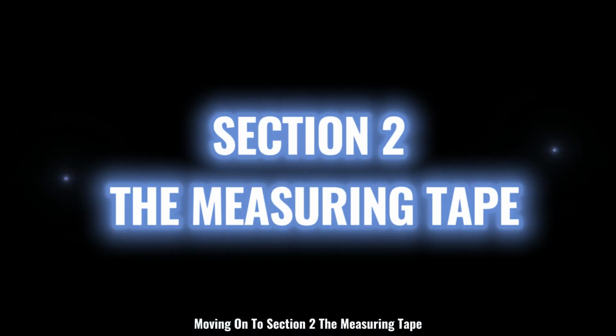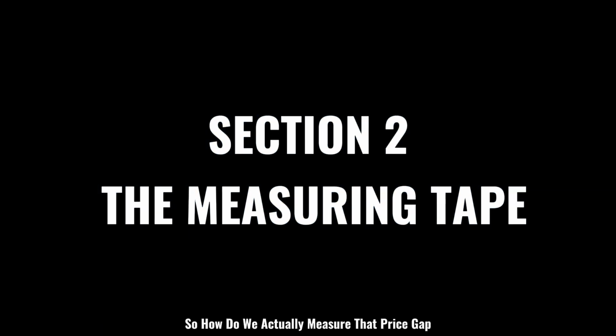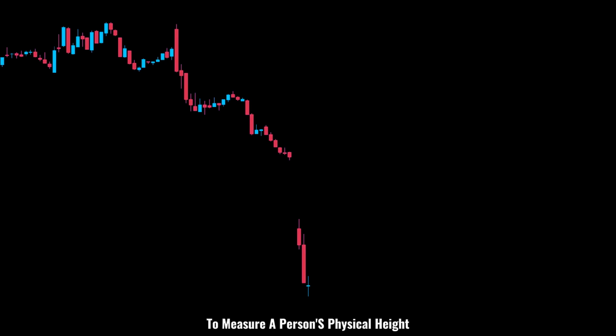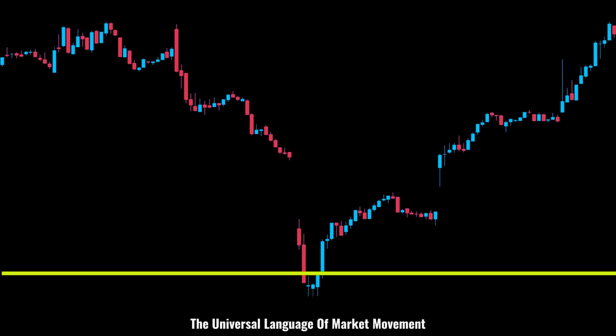Moving on to section 2, the measuring tape. So how do we actually measure that price gap? The source material uses a really brilliant real-world analogy here. Just like you would use meters and centimeters to measure a person's physical height, traders use pips and points to measure the exact distance of financial assets. Price has traveled. It's basically the universal language of market movement.